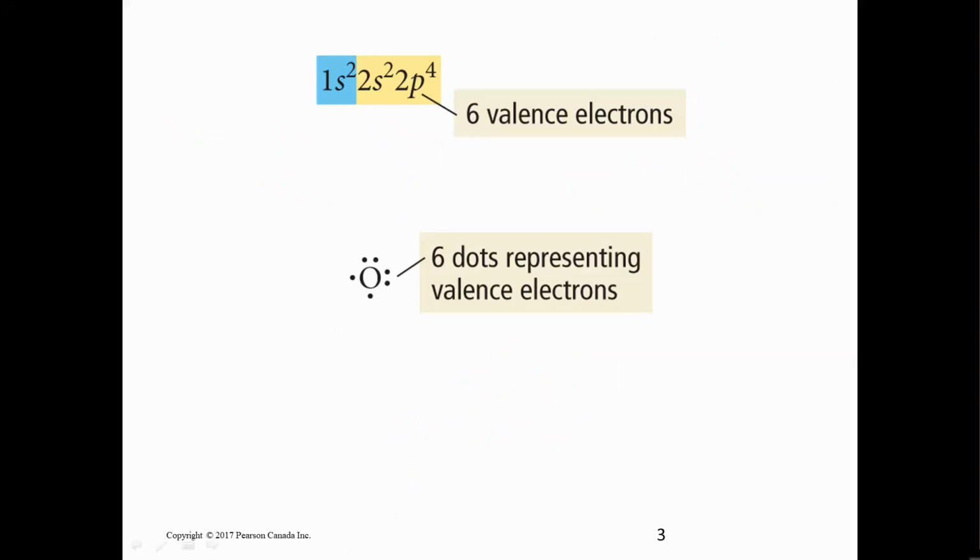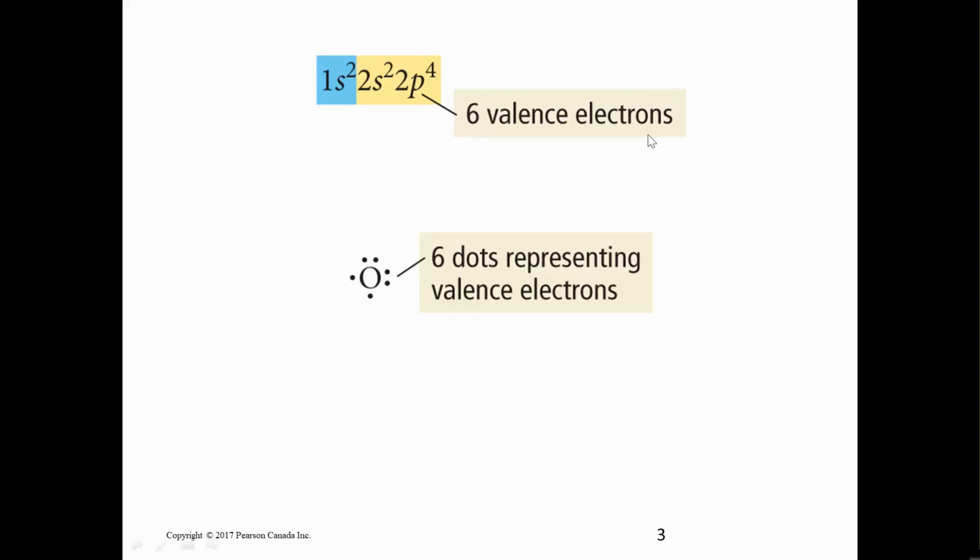In Chapter 8, we learned that valence electrons are those electrons in the outermost principal energy level. So in this example, we use oxygen. The electron configuration is 1s2, 2s2, 2p4. The outermost shell is the n equals 2 shell, and we have a total of 6 valence electrons, 2 from the 2s orbital and 4 from the 2p orbital.